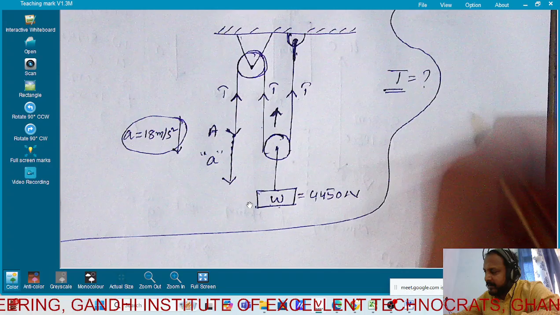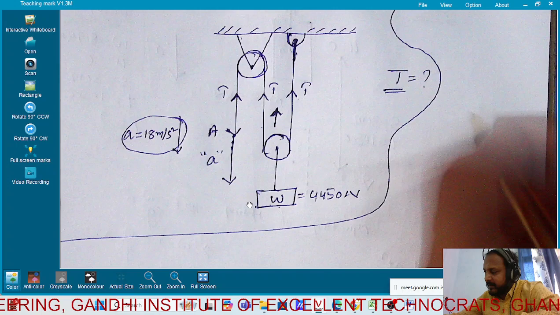How many meters? 10 meters. This is an example, a concept I am making you understand. This is 10 meters, you assume. Can you see my finger? This is 10 meters. This 10 meters I am pulling in the downward direction.